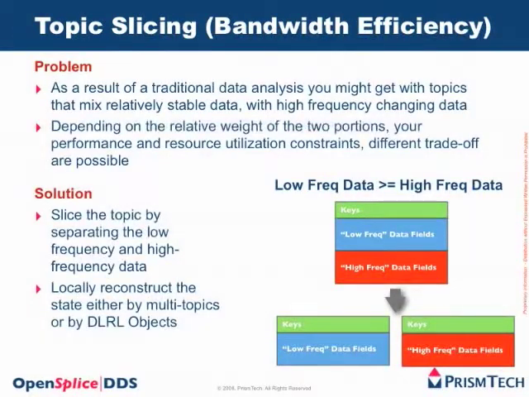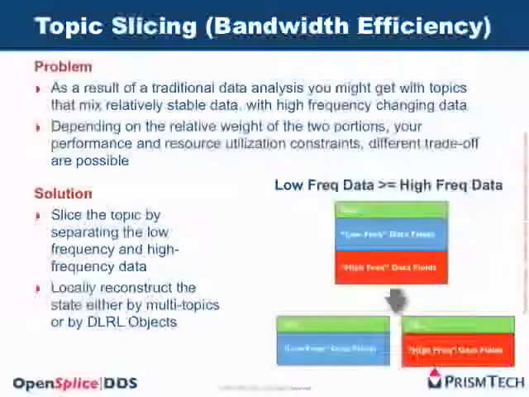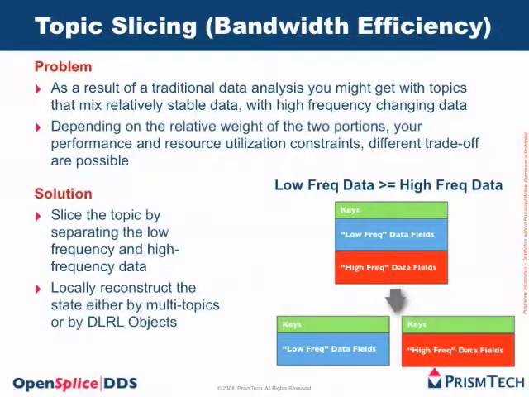So let's look now at topic slicing and what this problem is. The problem is that, typically as a result of traditional data analysis, you might end up with topics that mix relatively stable data with high frequency changing data. Why? Because conceptually you have a topic that should mix those two, but practically that's no good. And this is no good especially when the low frequency data is much higher in terms of dimension than, or comparable with, the high frequency data.